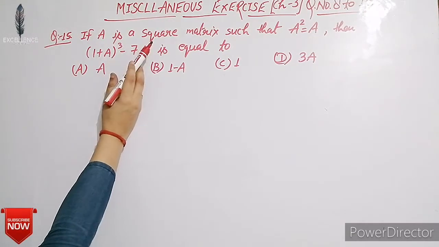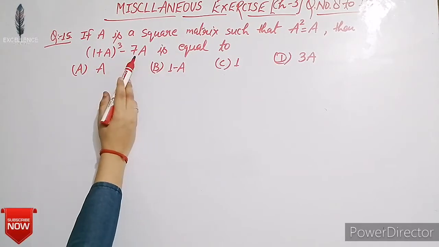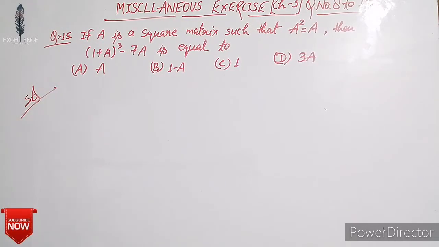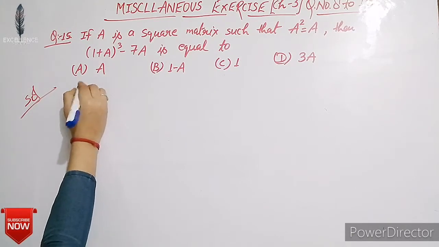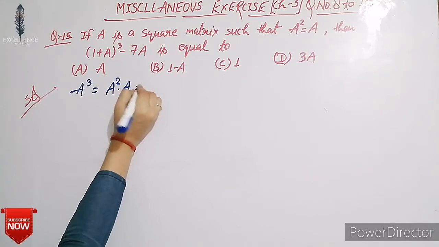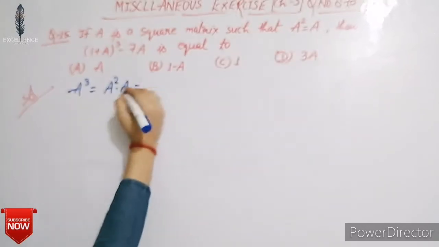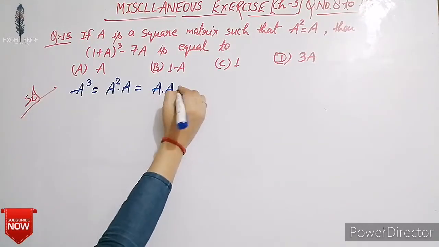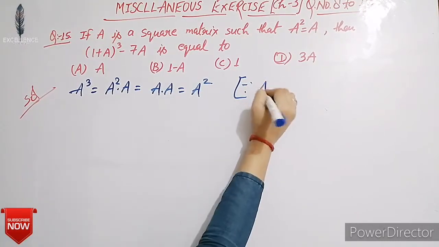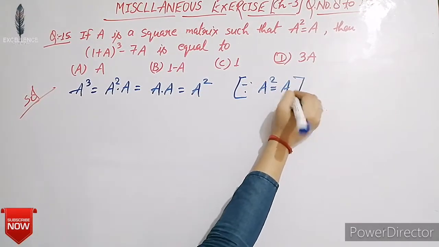Next question number 15 is, if A is a square matrix such that A square equals A, then find the value of 1 plus A whole cube minus 7A. So A cube is equal to A square into A, that is equal to A into A, because it is given that A square equals A. Okay.